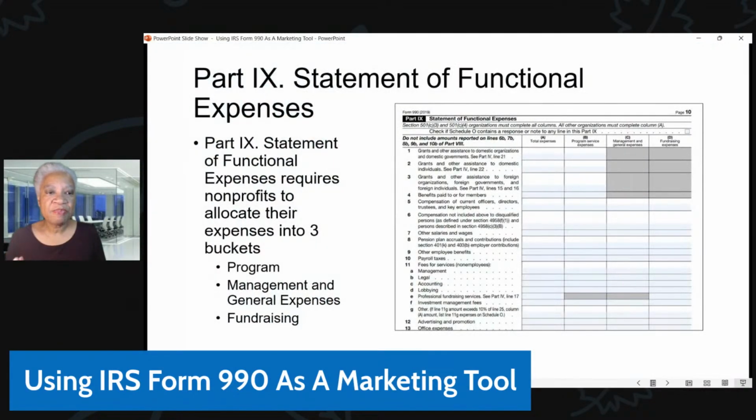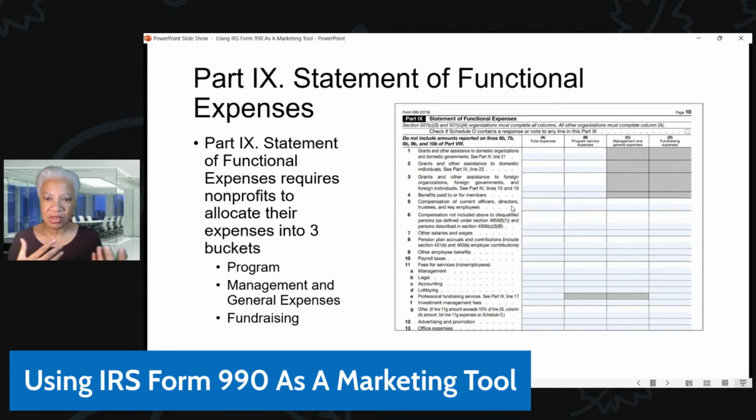All right, another major part that funders are looking at is Part 9. That's your statement of functional expenses. They're expenses that are grouped into basically 3 major categories. One would be your program and service expenses. Two would be your management and general admin expenses. And then three would be your fundraising expenses. So the form has line items going down the line, but these line items are broken out into various columns.